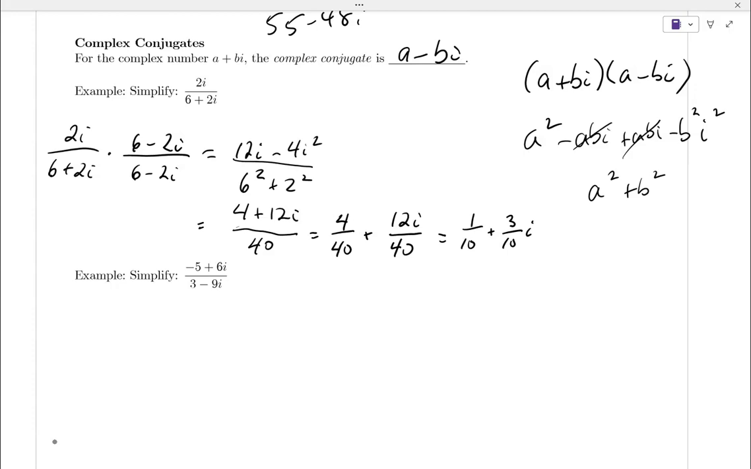So let's do the next one here together. If we want to get the i out of the denominator, what do we need to multiply top and bottom by? 3 plus 9i, good.